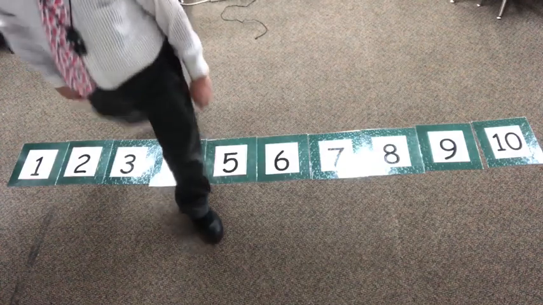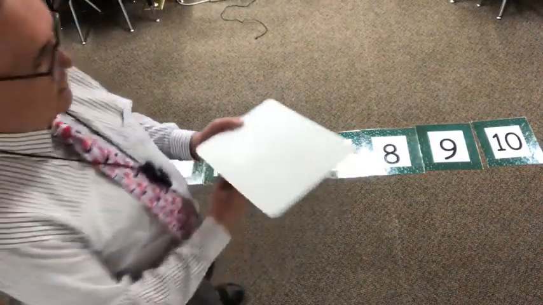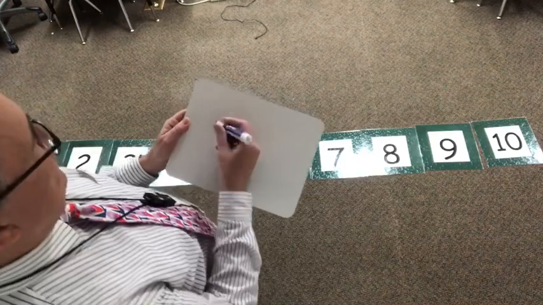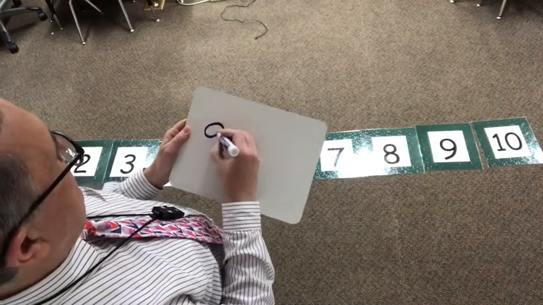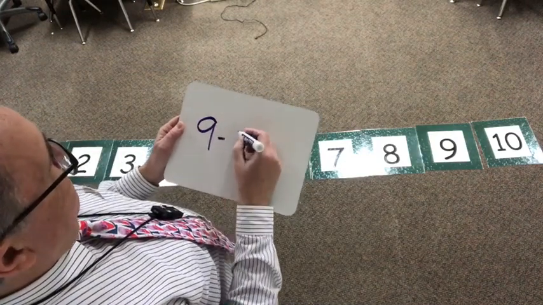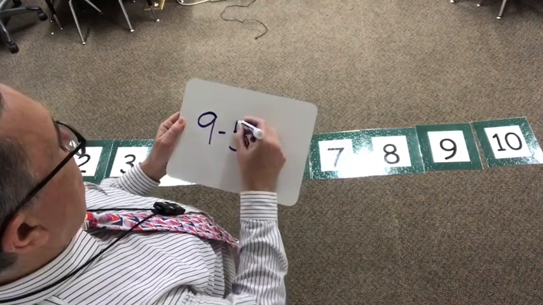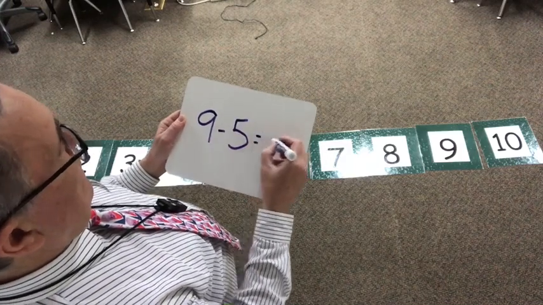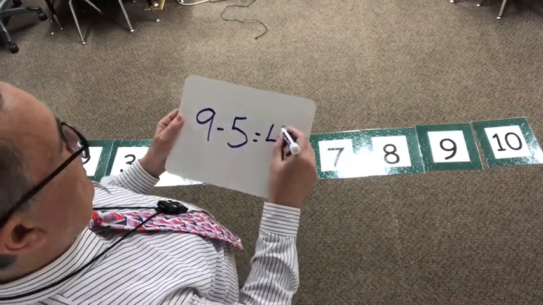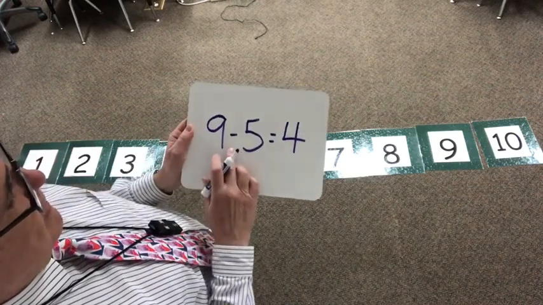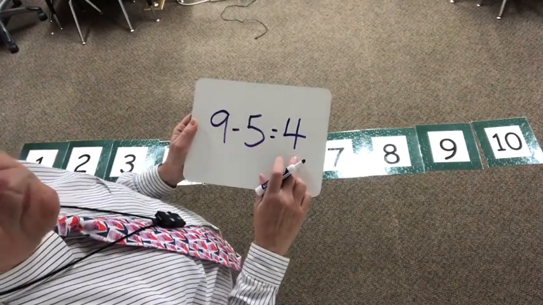Okay, let's take a look at this number sentence. This time we started with 9, and then 5 flew away, and that leaves me with 4. 9 minus 5 equals 4.